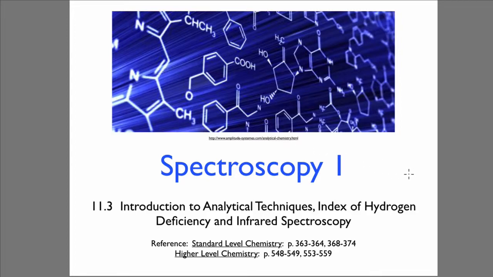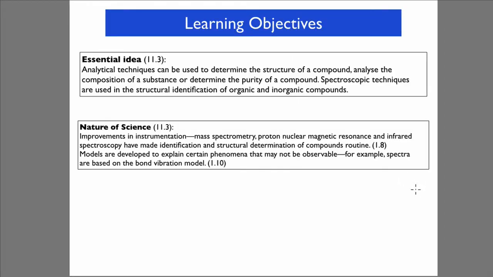Spectroscopy 1, Introduction to Analytical Techniques, Index of Hydrogen Deficiency and Infrared Spectroscopy. The essential idea here is that analytical techniques can be used to determine the structure of a compound, to analyse the composition of a substance, or to determine the purity of a compound. Spectroscopic techniques are used in the structural identification of organic and inorganic compounds.